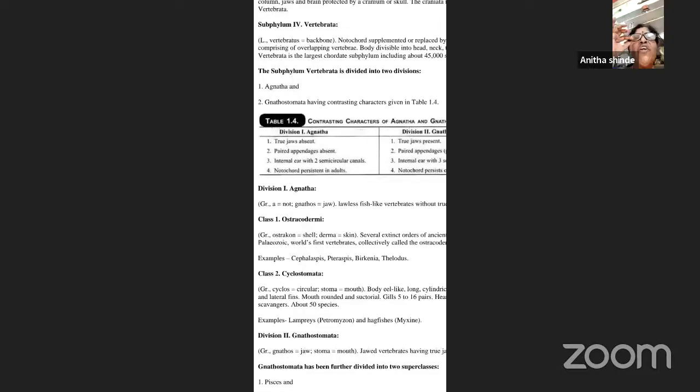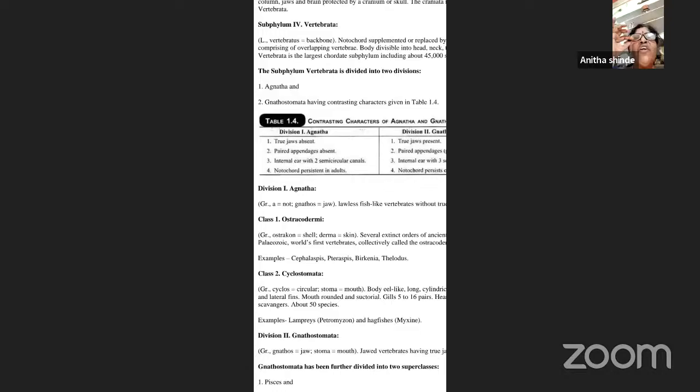Then the internal ear is present with semicircular canals, whereas in Gnathostomata the internal ear is present with three semicircular canals. And the last difference: the notochord is present in Agnatha, whereas in Gnathostomata the notochord persists or it may be replaced by a vertebral column. So these are four major differences that compare the Agnatha to the Gnathostomata. This actually comes under the subphylum Vertebrata, which includes Agnatha and Gnathostomata.